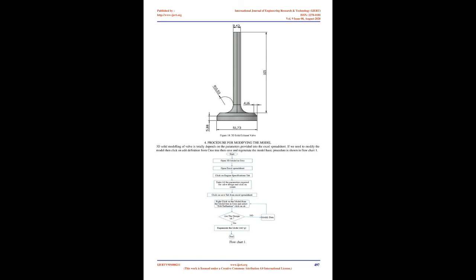4. Procedure for modifying the model. The 3D solid modeling of the valve totally depends on the parameters provided in the Excel spreadsheet. If we need to modify the model, then click on Edit Definition from the Creo tree, then save and regenerate the model. The basic procedure is shown in the flow.